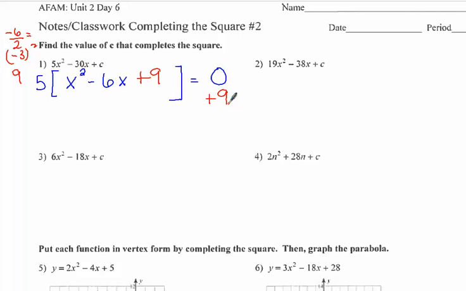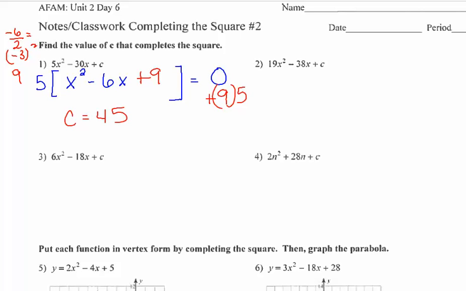Big question, did I really add 9? What did I really add? Using my distributive property, I added 5 times 9, or 45. And that's the number that I add to both sides. That's my C value. So now I'm going to do the other one below it, and then you guys are going to try.